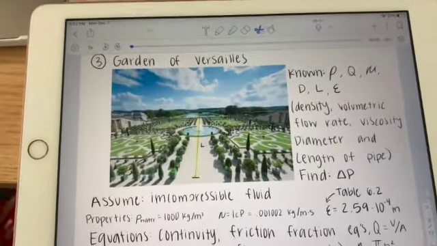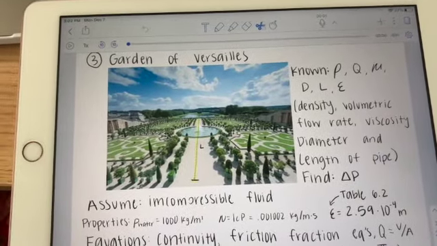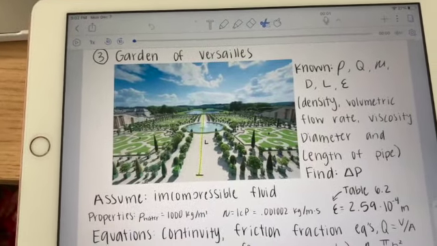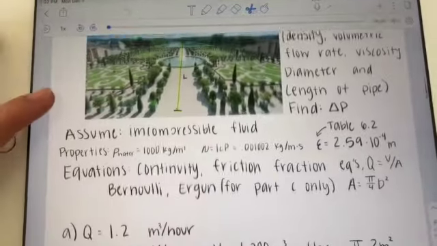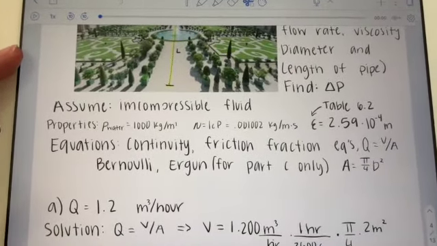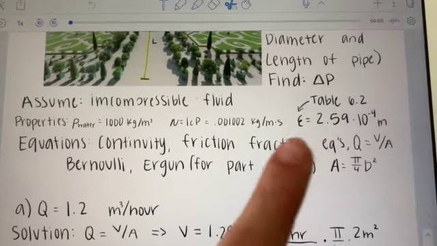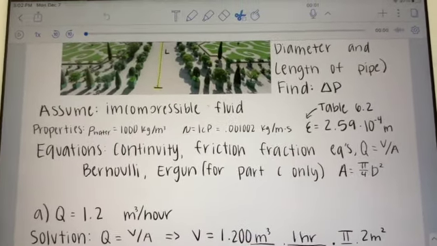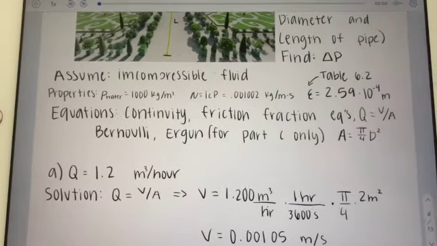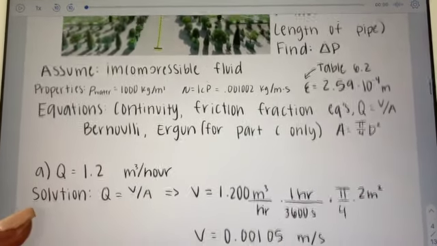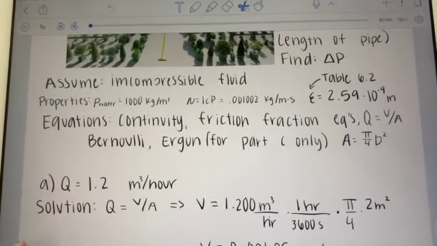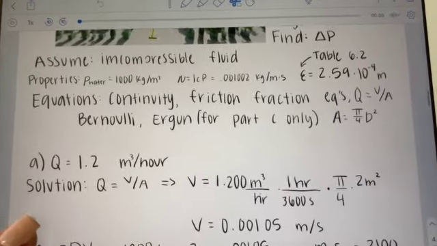So first, we're going to go down here. For our knowns, we know our volumetric flow rate, viscosity, diameter, length, porosity, and our density. We're assuming incompressible fluid. Our properties are known here, properties of water and of our cast iron as specified in the problem. Our equations are continuity, friction factor equations that vary for laminar, turbulent, etc., Bernoulli, and Darcy for part 2.